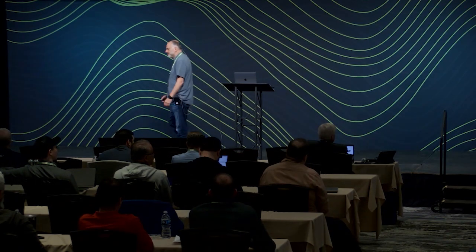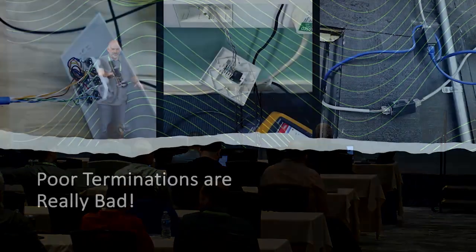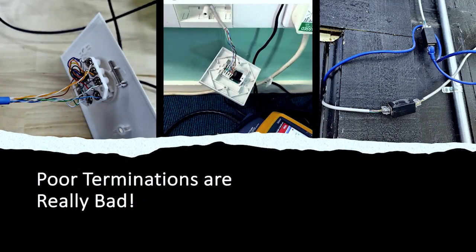It's too hot. So that changes the length. Poor connections are worse than bad cable. So what we find is, these are just some pictures that I've taken. The screw terminals are connectors they sell at Home Depot that say they are Cat5, Cat5e compatible.